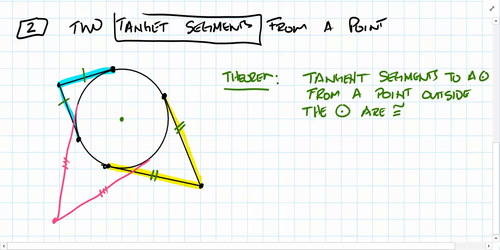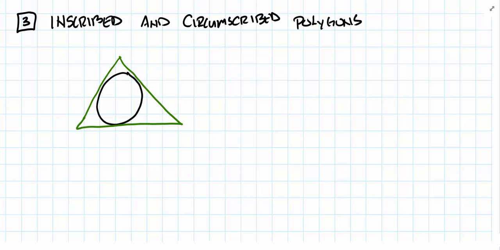Does the circle with a dot in it? Yep, this little symbol means circle. That's a little shorthand way to say circle. It's a circle with a dot right in the center. Okay? Inscribed and circumscribed polygons here.